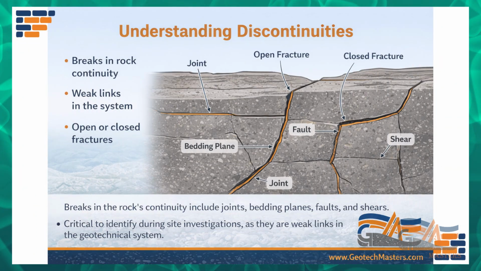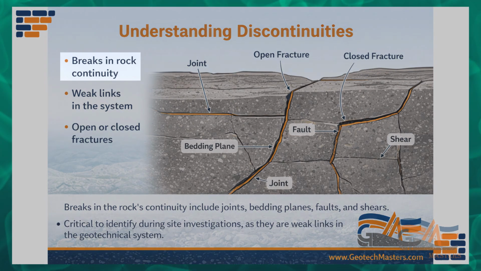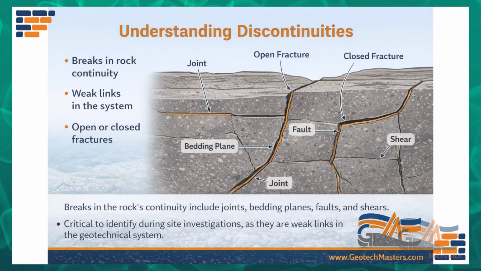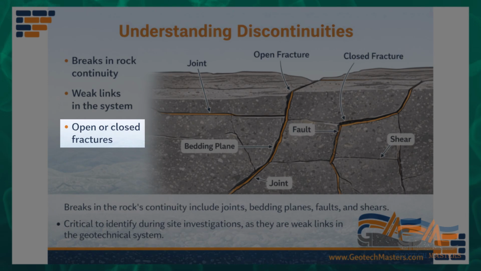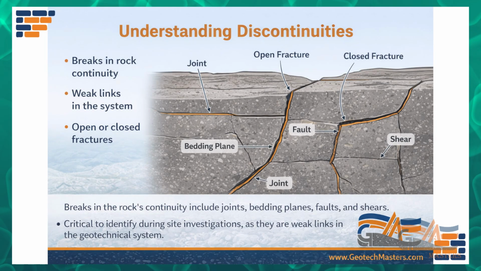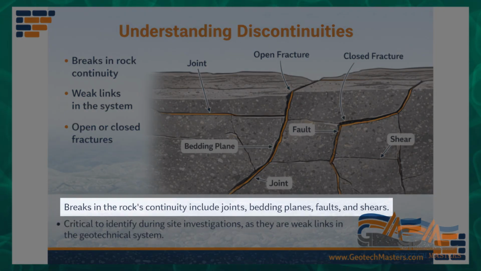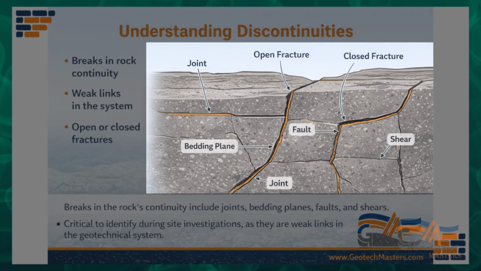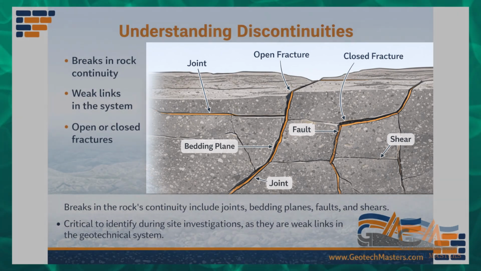We mentioned discontinuities, so let's define them. A discontinuity is a break in the rock material continuity. It is a plane of weakness. These are the weak links in the geotechnical system. A discontinuity can be open or it can be closed. It includes joints, bedding planes, faults, and shears. In the standard, it is defined as a break that is open or can open under stress.